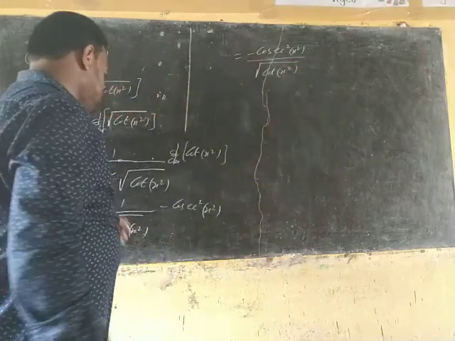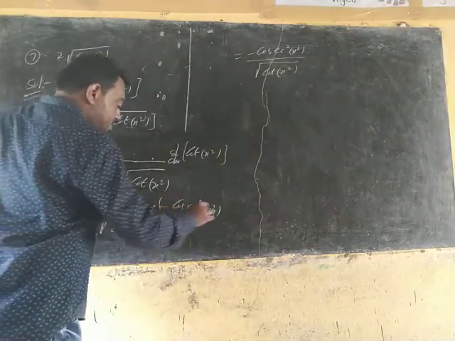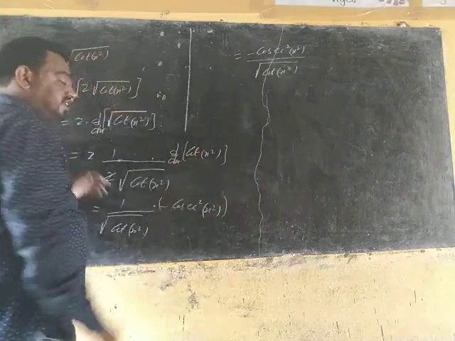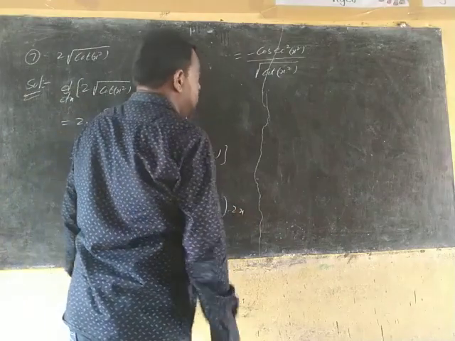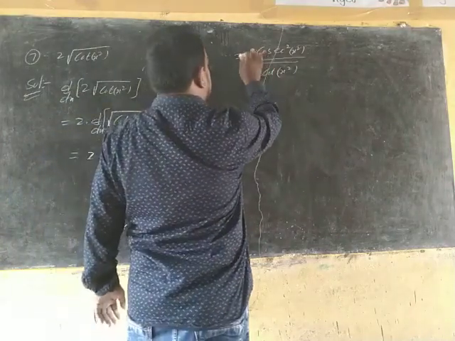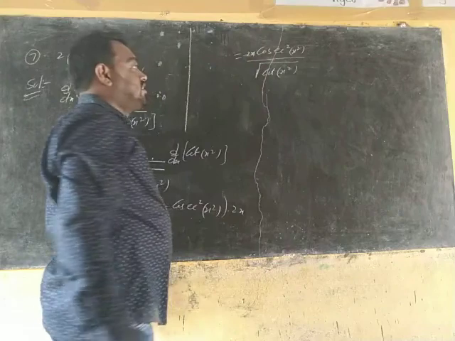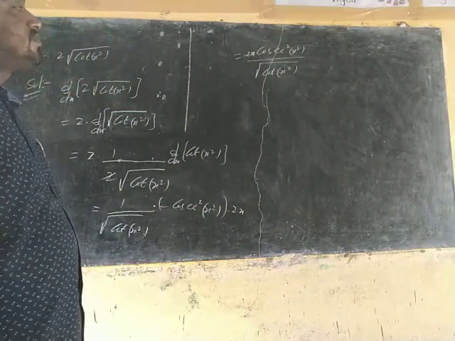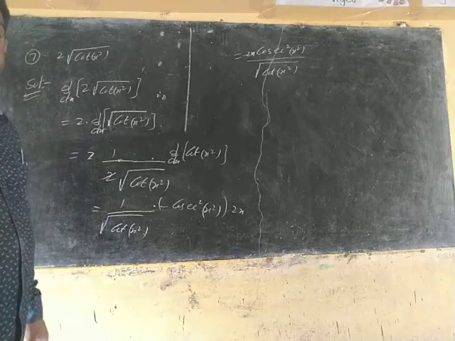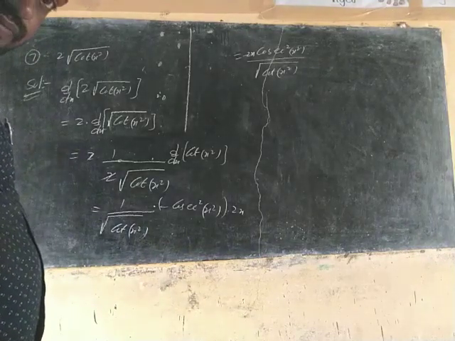Here, next to here you see, cot function derivative we finished. Next x square derivative, what we are getting here, 2x. So you write here minus 2x also. Minus 2x cosec square of x square by square root of cot of x square is the answer.